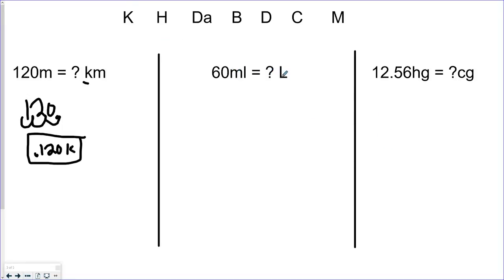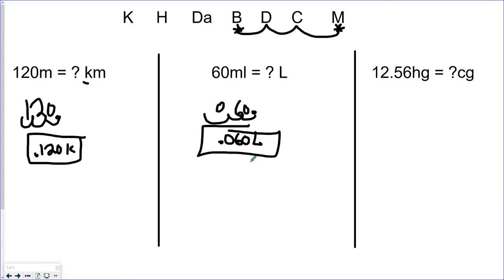So for milliliters to liters. I have 60 here, with my decimal point at the end if I don't see it. Milliliters starts with M, to liters, which is the base. Let's check. 1, 2, 3 jumps to the left. Again, there's an empty loop here, so I put a 0 in place there. And my new value is 0.06 or 0.060 liters. That's how many liters are in that many milliliters. Again, no multiplication needed, no division needed, just a simple move of the decimal.